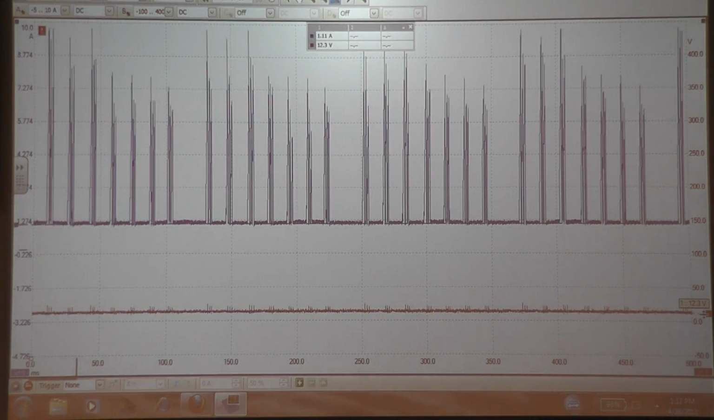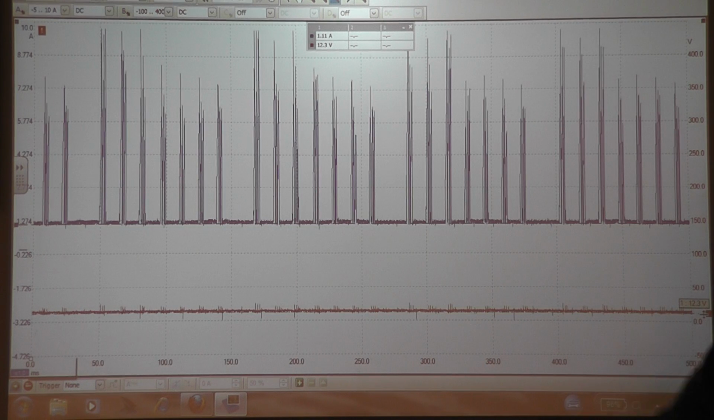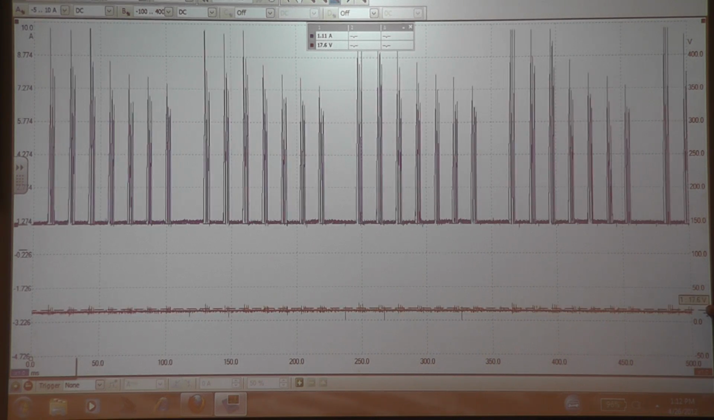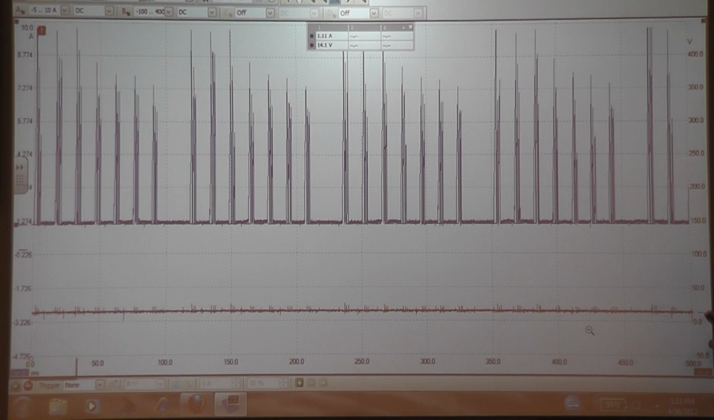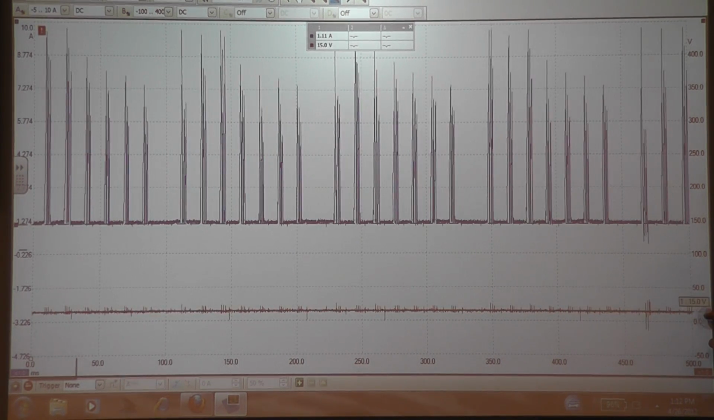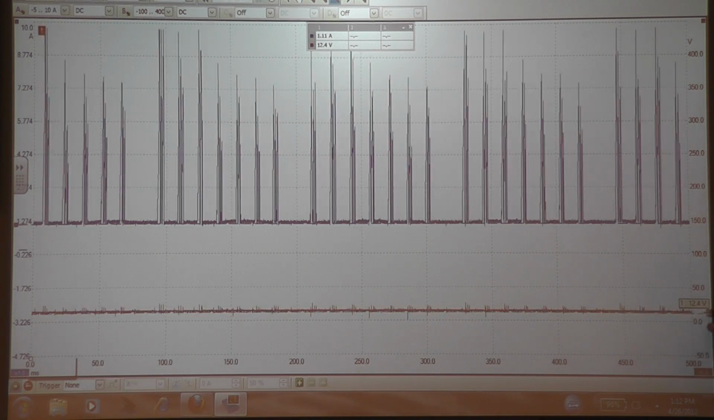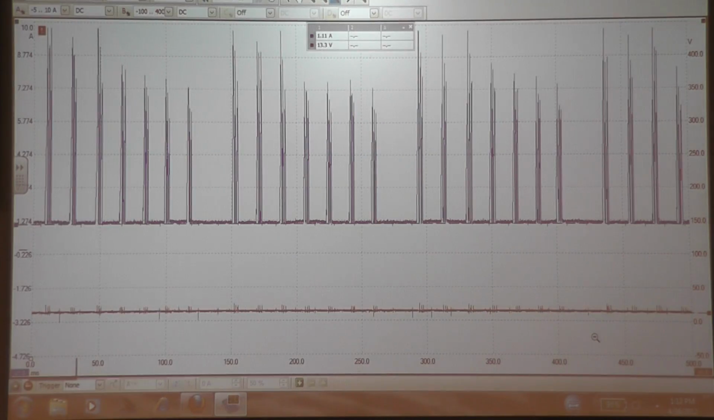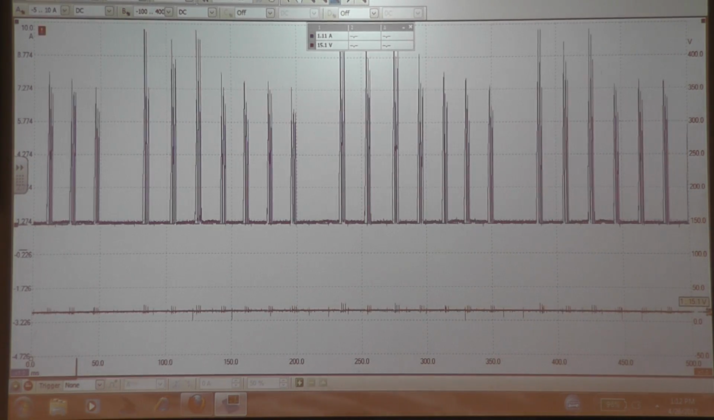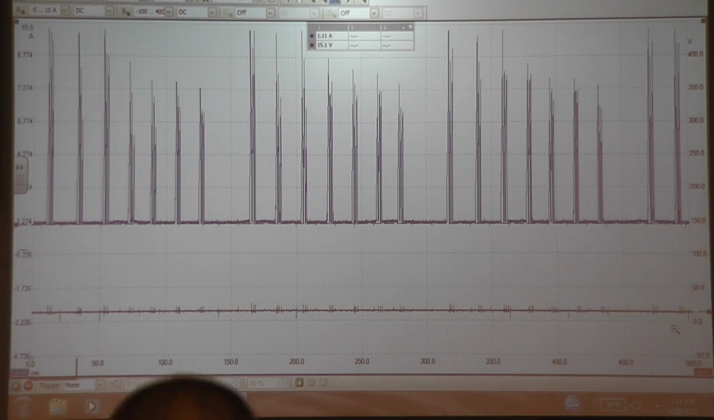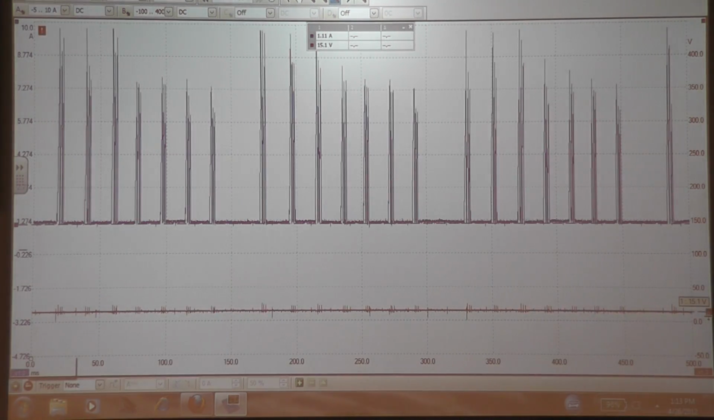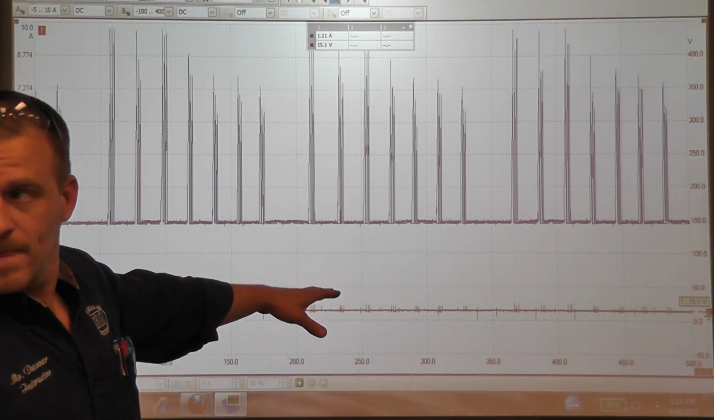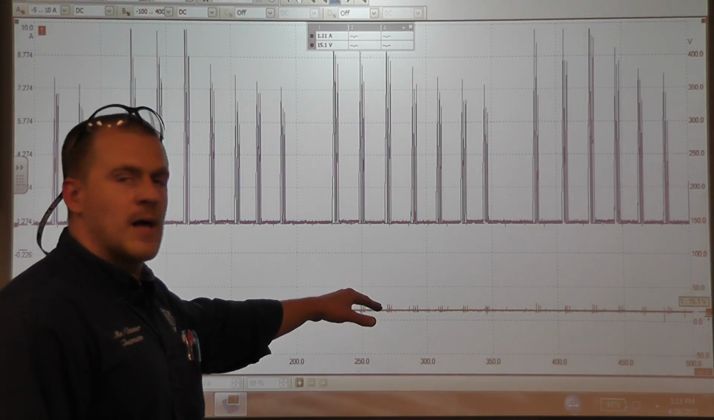12.3 was our battery voltage. We should see this line rise a little bit as the alternator comes into play. Showing 15.1, my cursor's off just a little bit. How is our control wire? How's our coil? How's our feed wire?